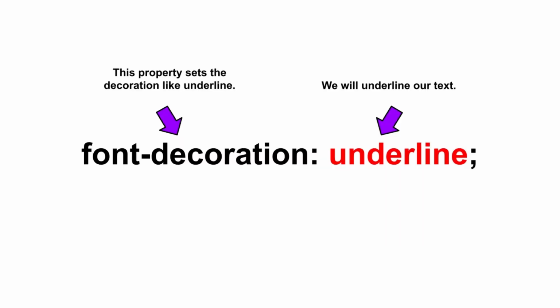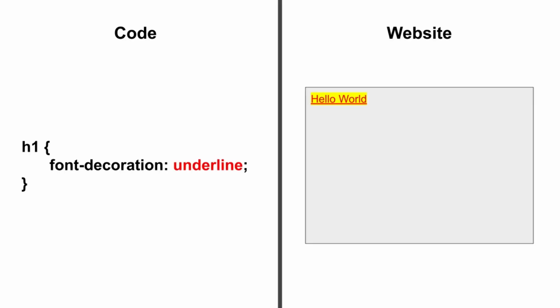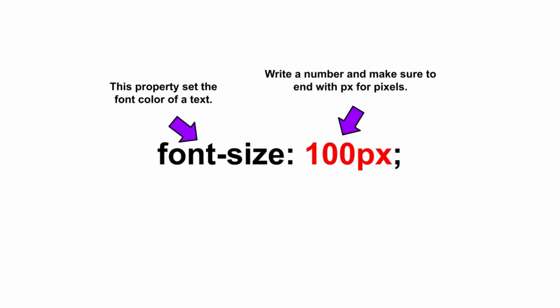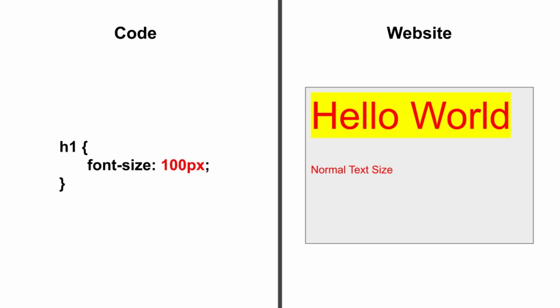The next property is the text-decoration property. We can use this to underline our text. If we run this, our text will be underlined. The next property is the font-size property. We can use it to set the size of a text, but when writing the size, make sure to end with px, short for pixels. Also, no quotations necessary. Our code will make our text ginormous on our website.